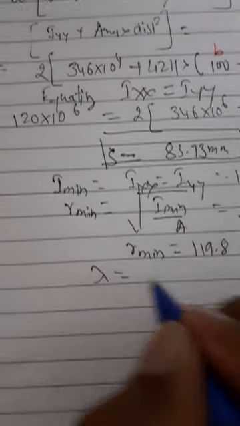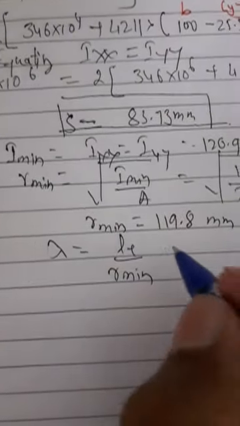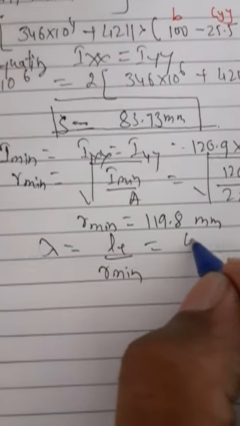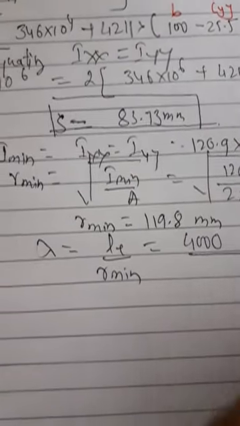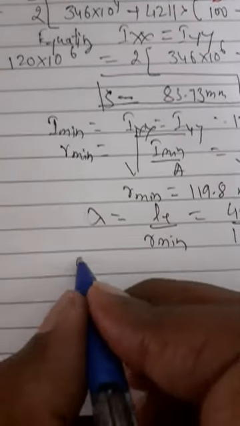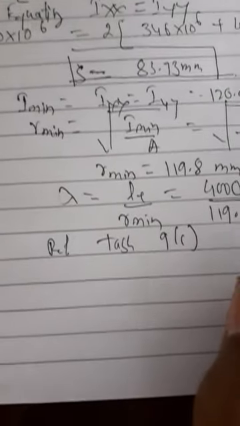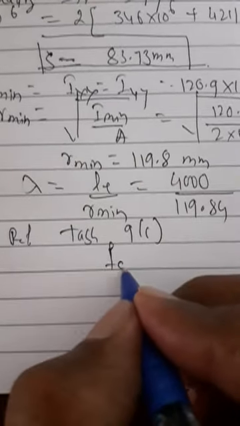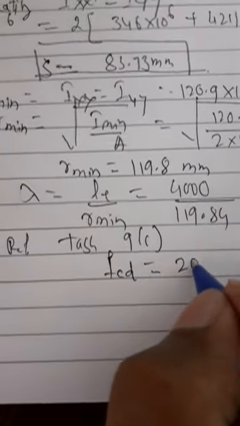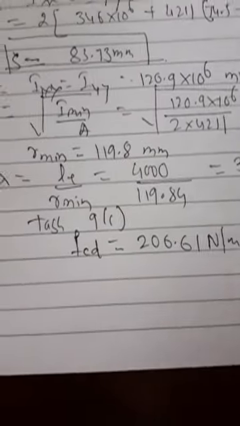119.8 mm. Slenderness ratio lambda is equal to LE by r min. Now LE is 4000 divided by 119.84. Solving this, you get 33.38. Refer to table 9C. From table 9C we get FCD equal to 206.61 newtons per mm square.